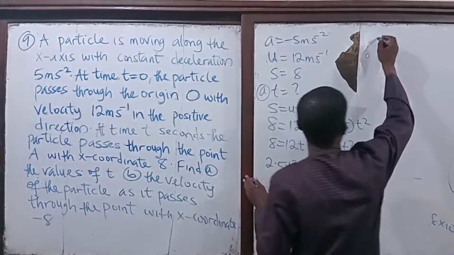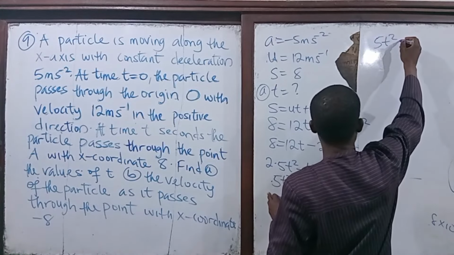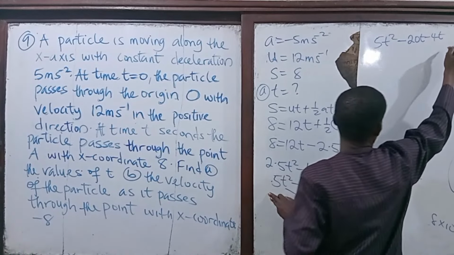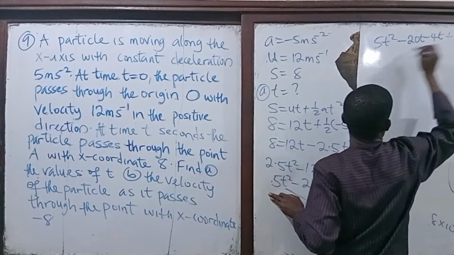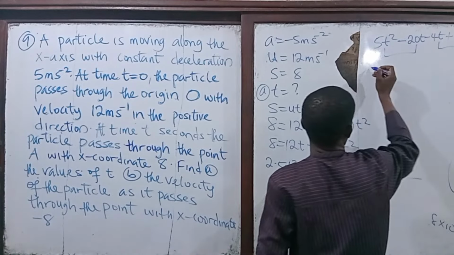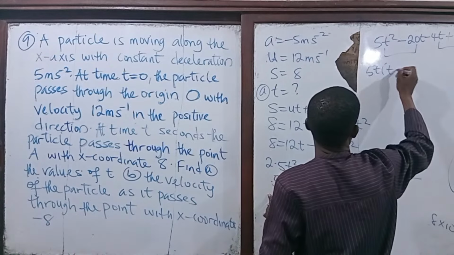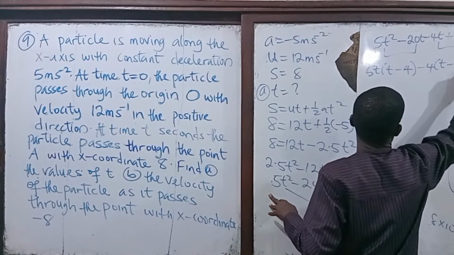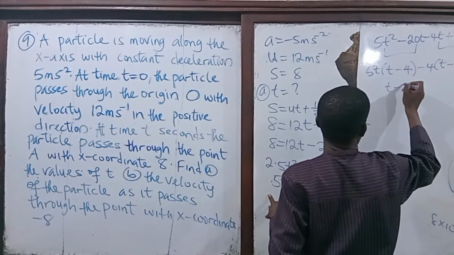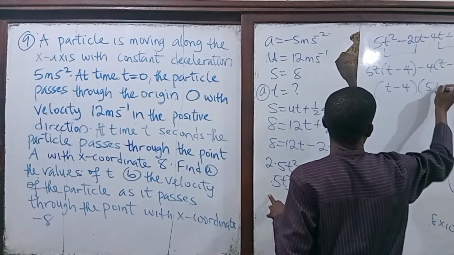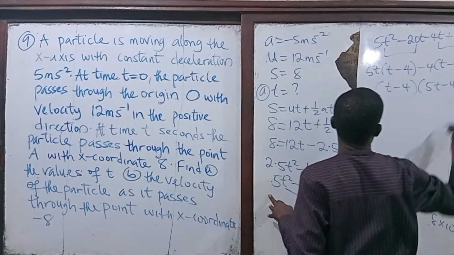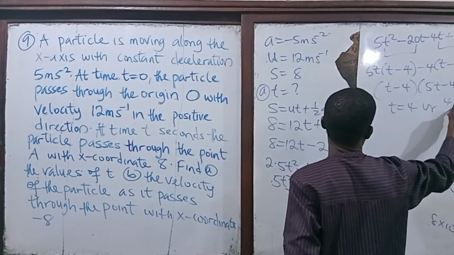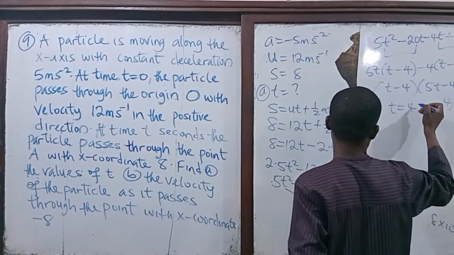So we're going to have 5t squared minus 20t minus 4t plus 16 equal to 0. Begin to pair the first two and the last two. 5t is common, we have t minus 4. Here also minus 4 is common, so that will be t minus 4 also equal to 0. So t minus 4 times 5t minus 4 equal to 0. So t is equal to 4 or 4 over 5 seconds.